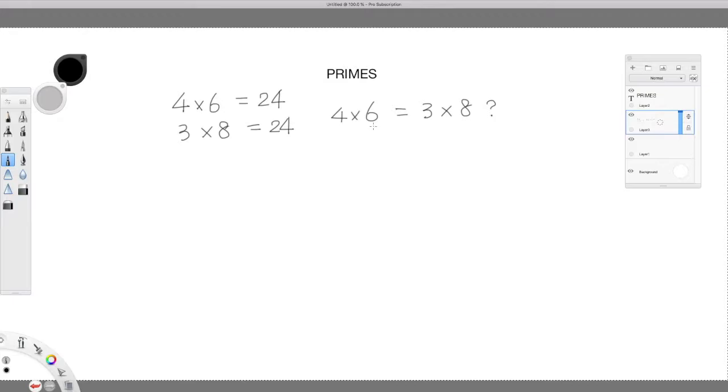In fact, if you think about 6, 6 equals 2 times 3. Right? So 4 times 6 equals 4 times 2 times 3. And this, using the associative law, equals 4 times 2 first, which equals 8 times 3. And by the commutative law, equals 3 times 8.